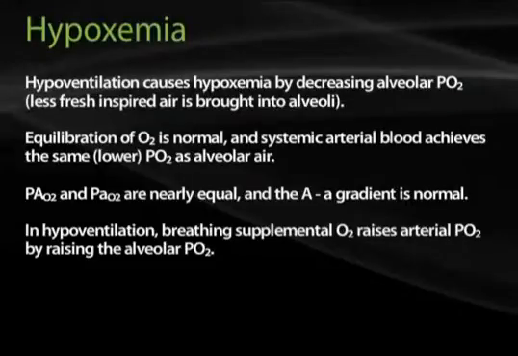Hypoventilation is another possible cause of hypoxemia. Hypoventilation causes hypoxemia by decreasing the alveolar O2. There's less fresh inspired air being brought into the alveoli. Once again, the equilibration of oxygen should be normal, so systemic arterial blood should achieve the same lower PO2 as the alveolar air. Because the alveolar and arterial O2s are nearly equal, the AA gradient is normal. When we're hypoventilating, if we breathe supplemental oxygen, it's going to raise the arterial O2 by raising the alveolar O2.